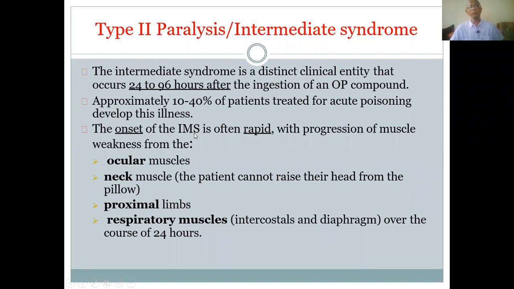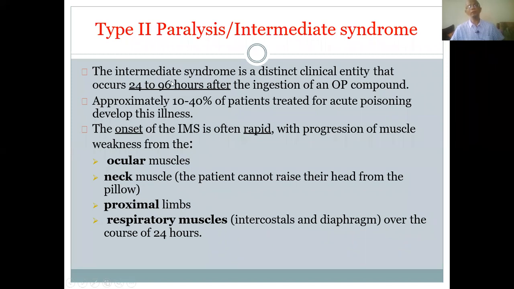The onset of intermediate syndrome is often rapid with progression of muscle weakness. Onset from ocular muscles, the neck muscles, patient cannot even raise their head from the pillow, then proximal limbs and respiratory muscles, that is intercostal and diaphragm, over the course of 24 hours.